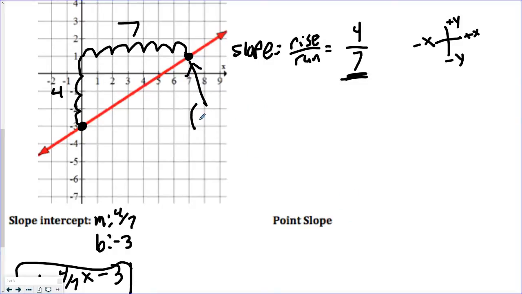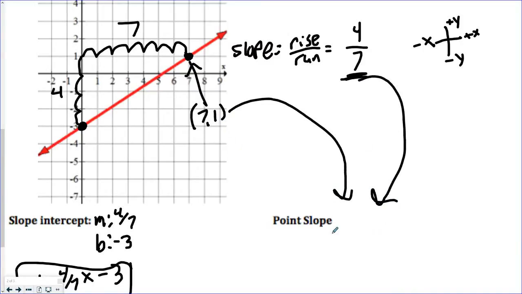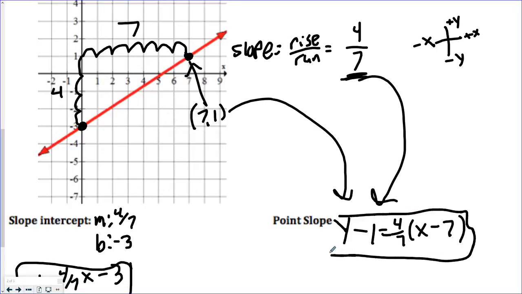So that's the point 7, comma 1. So I'm going to use that for point slope, and I'm going to use the slope for point slope, obviously. So my equation is going to look like this. Y minus the y coordinate, which in this case is 1, is equal to the slope times x minus the x coordinate of the point I picked, which in this case is 7. And then there's my answer.